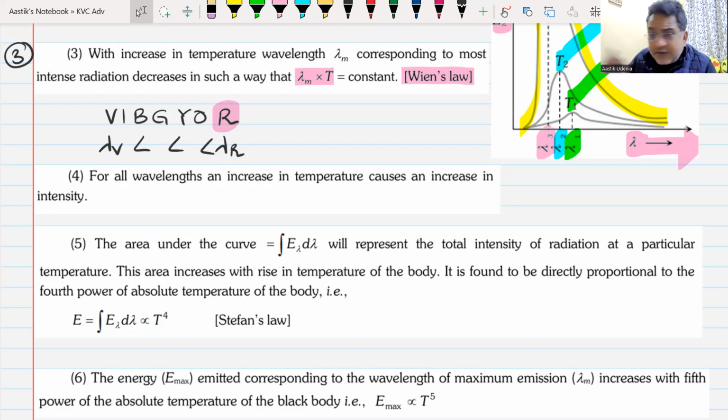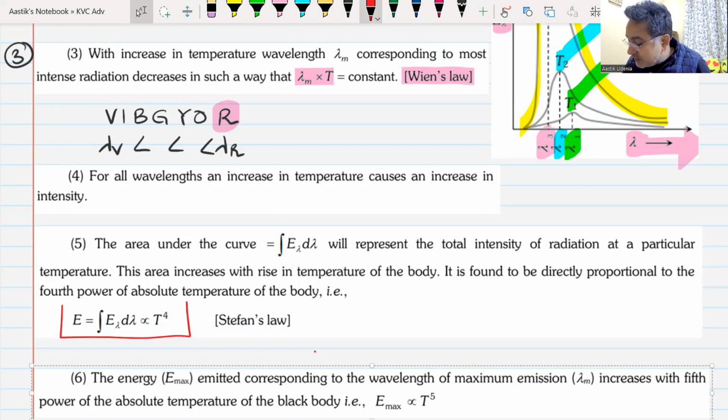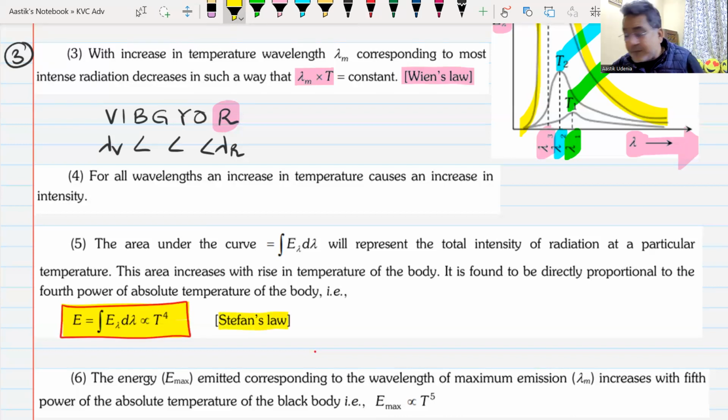Yes, sir. We have seen the area under the E lambda graph will give us the total emissive power. And we will find, not in today's class but in tomorrow's class, that this integral of E lambda d lambda, which is the total emissive power, will be proportional to T raised to the power 4, which is Stefan's law. Basically, the fifth point is telling us that if you find the area under this graph from 0 to infinity, that will give you the total emissive power E. Do we understand this? Yes, sir.